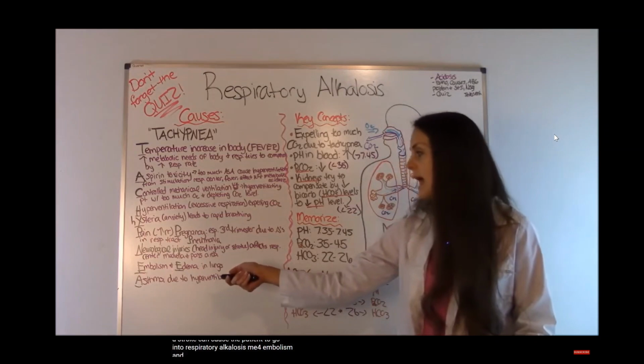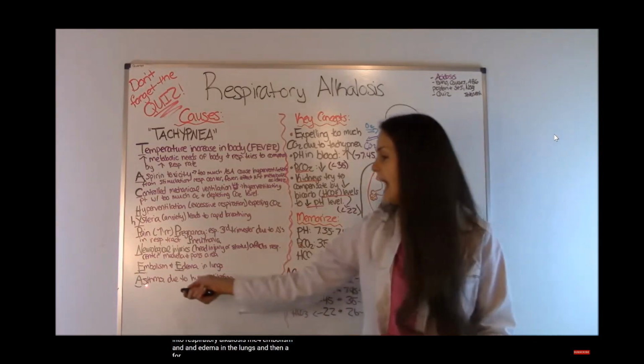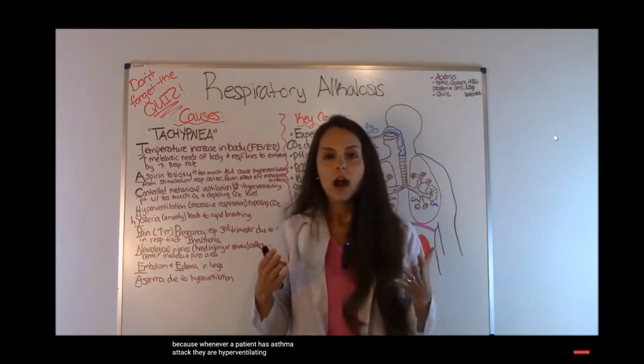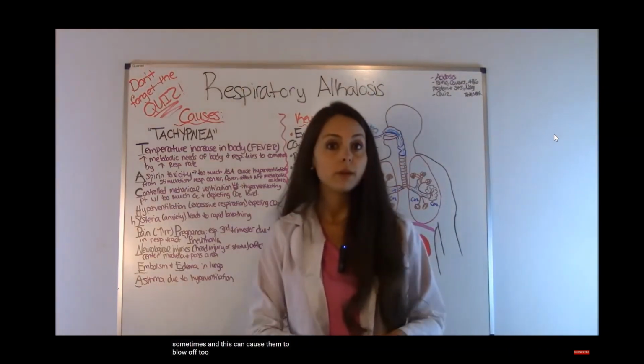E for embolism and edema in the lungs. And then A for asthma due to hyperventilation, because whenever a patient has an asthma attack, they are sometimes hyperventilating, and this can cause them to blow off too much CO2.